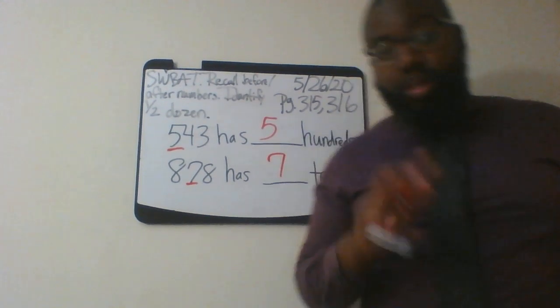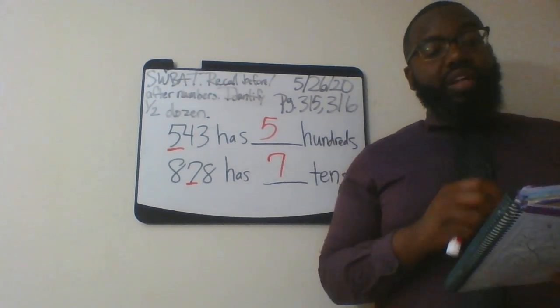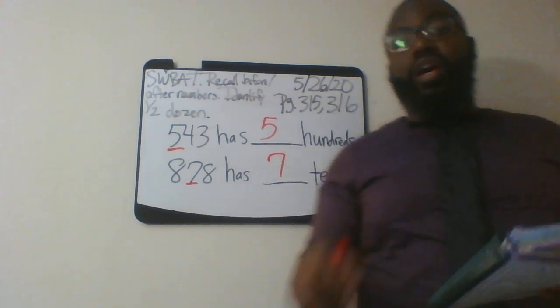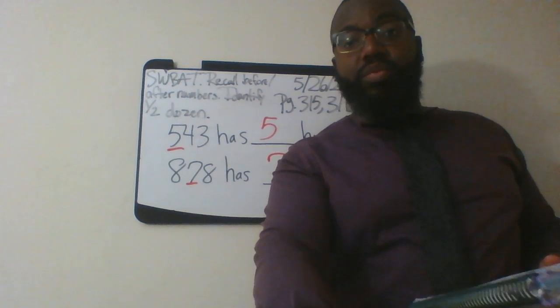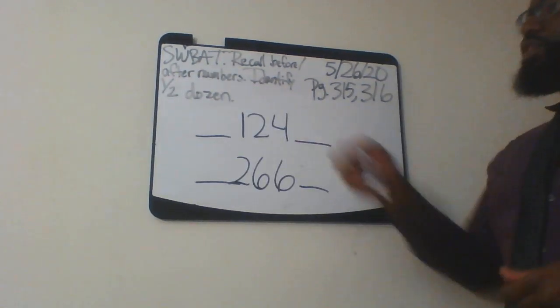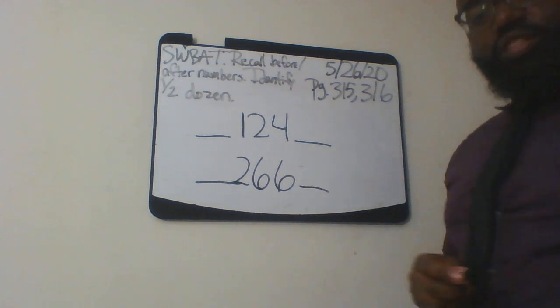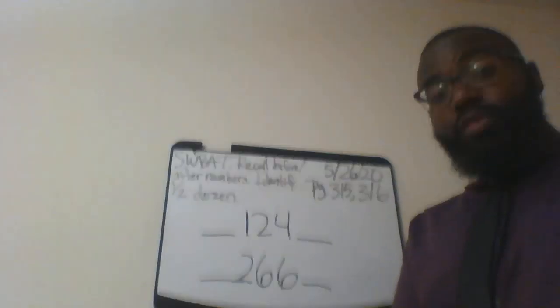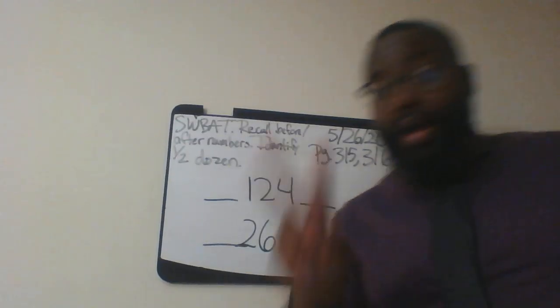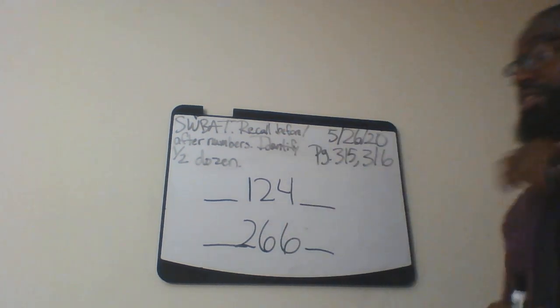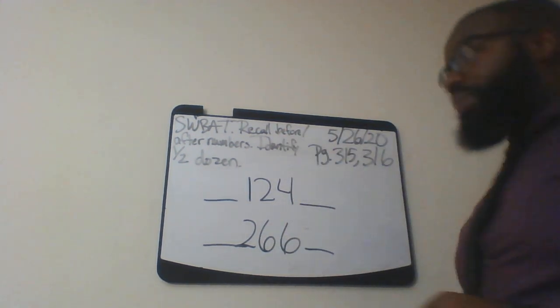Let's focus on number two. Number two says write the before and after numbers by two. So let's do a few examples. The first number we have here is 124. So what number comes before 124 but by 2? Looking for 2. What do you think? Good job, 122.